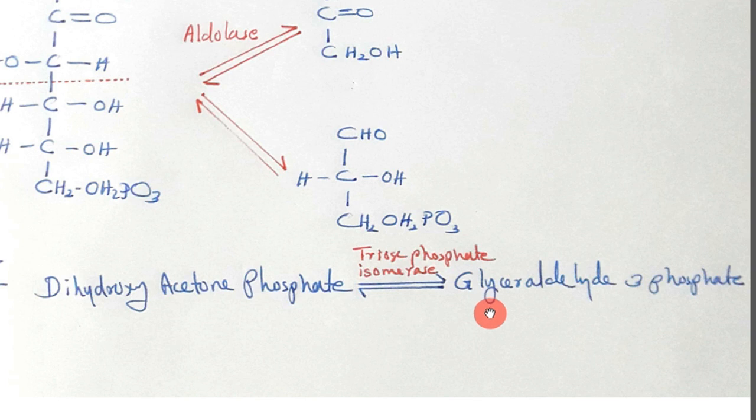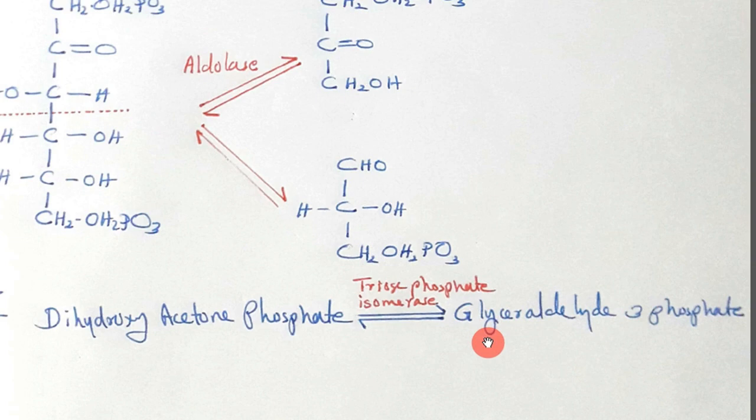So totally 2 ATP are hydrolyzed into ADP, and the energy from this hydrolysis is utilized for the phosphorylation of the glucose and fructose. So this is all about phase 1 of glycolysis.